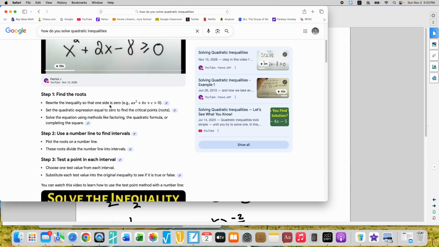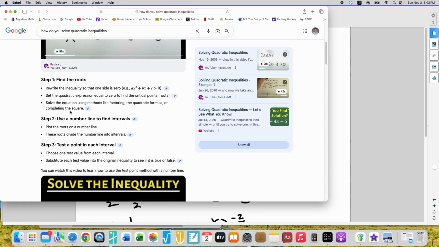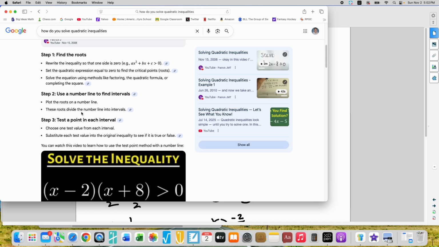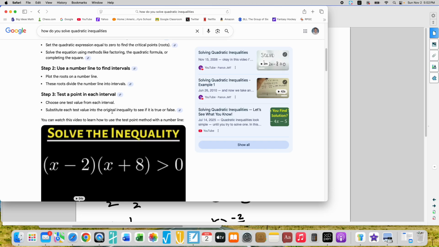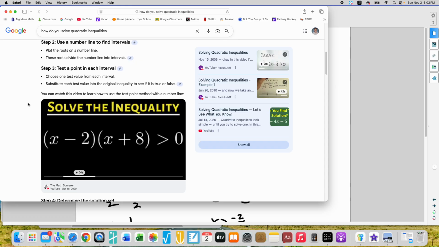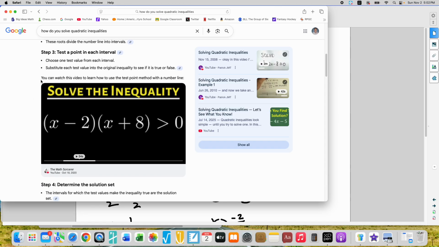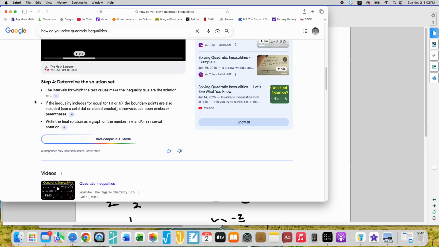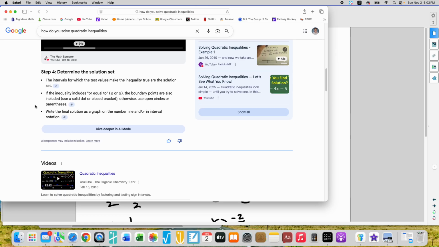Okay, rewrite the inequality. Got it. Set the quadratic to 0, did that. Solve. Plot the roots on a number line. These roots divide the number line into intervals. Test a point in each interval. Choose one test value from each interval. Substitute each test value into the original inequality to see if it is true or false. You can watch the video. The intervals for which the test value makes the inequality true are the solution set, if the inequality includes boundary points.